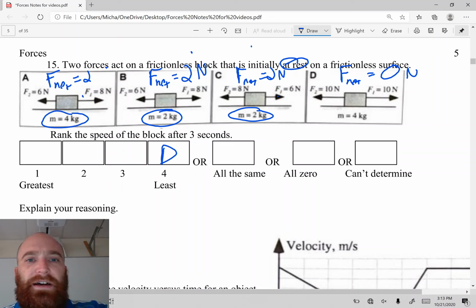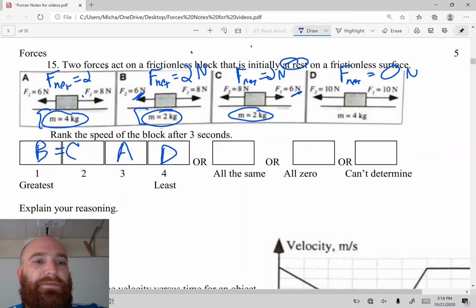Let's think about it like this. These 2 situations, B and C, are essentially identical. I think they're in opposite directions, but the magnitudes would be the same. So which of these do you think would have less acceleration? The 2 kilogram ones or the 4 kilogram ones? I'm hoping you're saying the 4 kilogram ones, because they're heavier. It's that simple. A heavy object is hard to accelerate. And then lastly, B and C are the same. So I'm just going to do B equals C. If you switch the orders of these 2, that's okay. So B is equal to C, which is greater than A, which is greater than D.